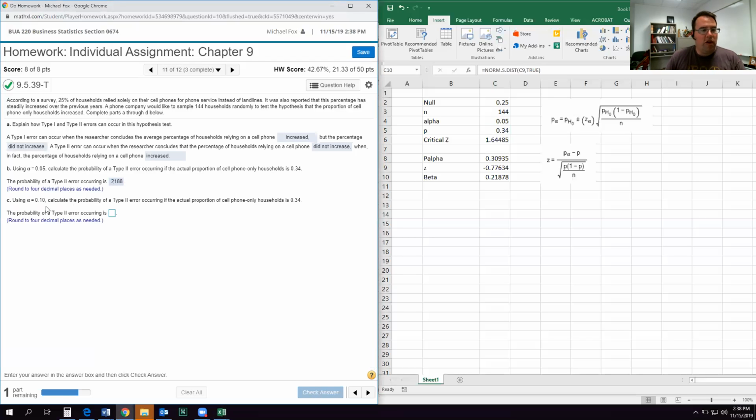And then it says, using an alpha of 0.1, calculate the probability of a type 2 error occurring if the actual is 0.34. So really, we're just changing our alpha from 0.05 to 0.1. And that makes our beta 0.1338.